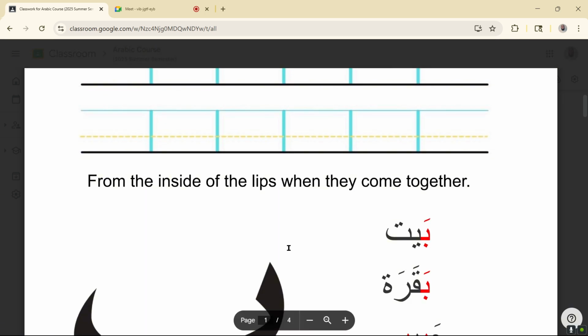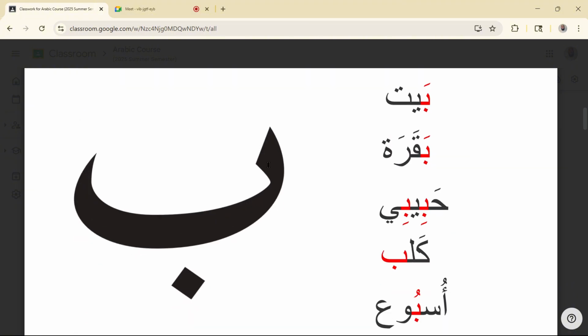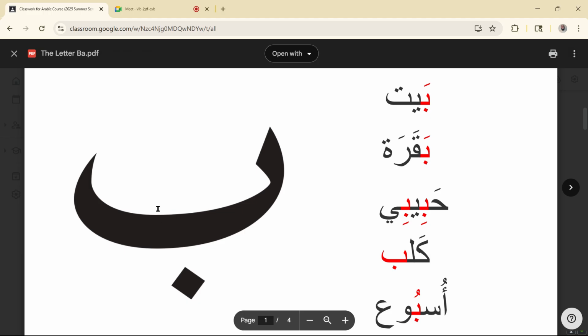Where does the sound B come from? From inside the lips when they come together. So we need to close our lips. B. B. I'm saying the consonant, even though the name is ba. Ba. We put the lips together to say ba.